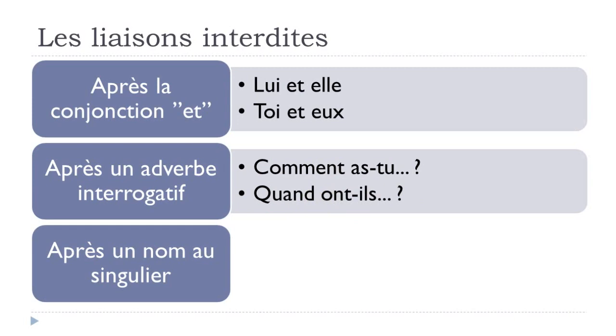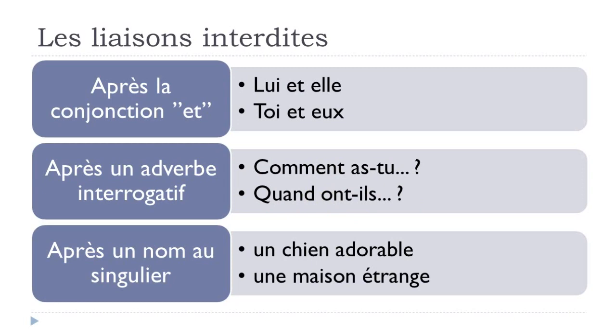And then remember that if you've got a noun, and if this noun is in the singular form, then you shouldn't make the liaison. Like here, for instance, un chien, a dog, adorable. Here, it would be tempting to do it, but no liaison, so un chien adorable. Same thing here: une maison étrange. House, and then étrange, strange. Une maison étrange, un chien adorable. Remember, you shouldn't make any liaison after this word and after this word.